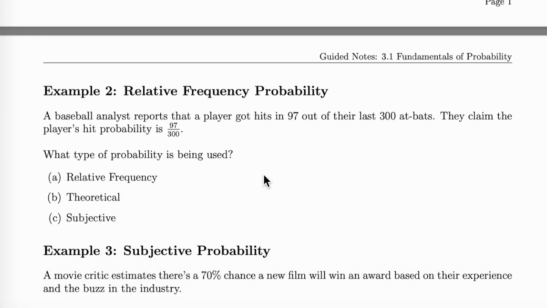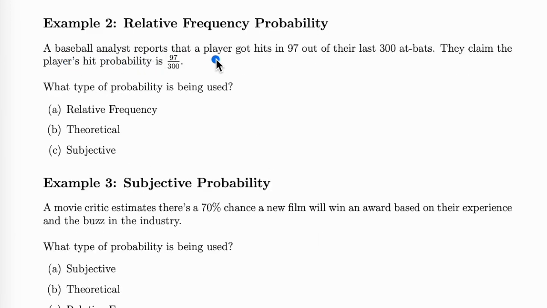It's based on known proportions rather than observed results or opinions. So, this would be theoretical probability. Let's look at example 2. A baseball analyst reports that a player got hits in 97 out of their last 300 at bats. They claim that the player's hit probability is 97 out of 300. What type of probability is being used? This would be considered relative frequency probability because it's calculated from past data. The statistics from the player's past performance history is being used to come up with this probability.